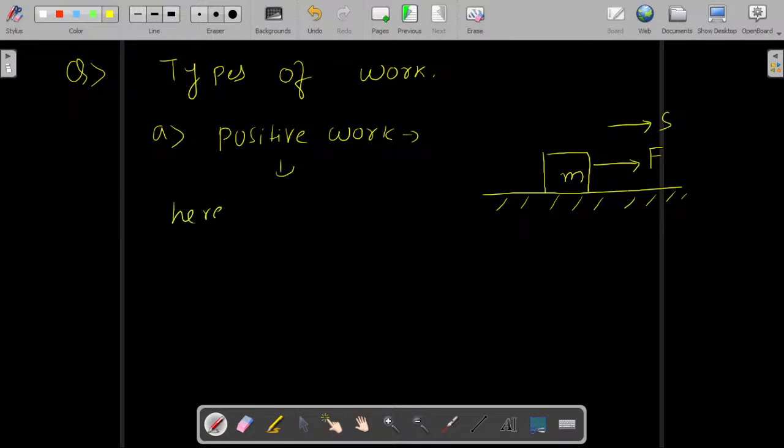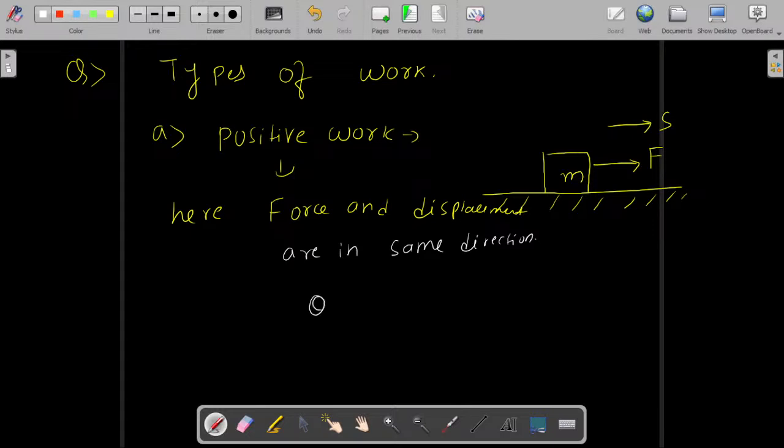So here what you notice, write down force and displacement are in same direction. That is, theta is how much? 0 degree. Write down theta is 0 degree. How? Because both lie in a same line. So theta is 0 degree. So in this case work is positive.